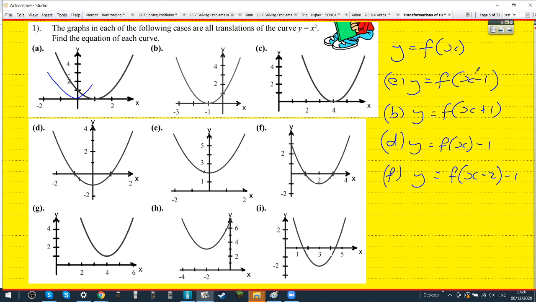Perfect. And what if they said for F, describe the transformation? What would you say? The graph moved plus 2, minus 1. So what's the specific transformation? Translation. So it's a translation by the vector (2, -1).